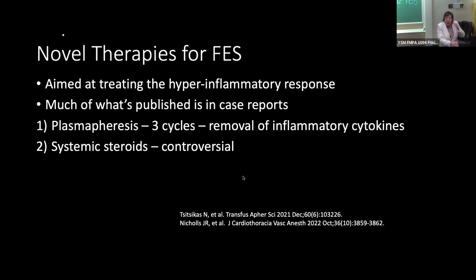In the mid-90s, there was a publication in the New England Journal that suggested the use of IV steroids increased the frequency of rebound pain in people with vaso-occlusive crises. You say anything increases pain in sickle cell disease, it's banned for like 20 years. So systemic use of steroids is very controversial.